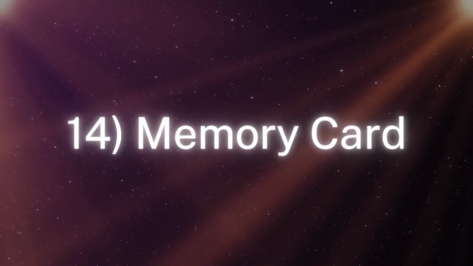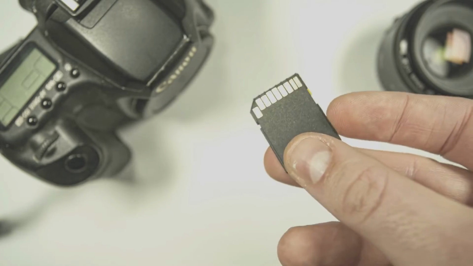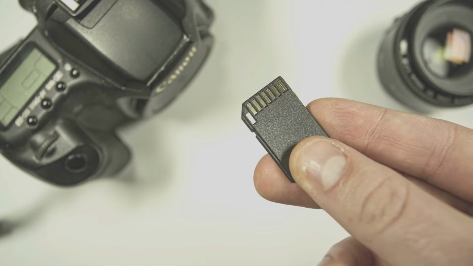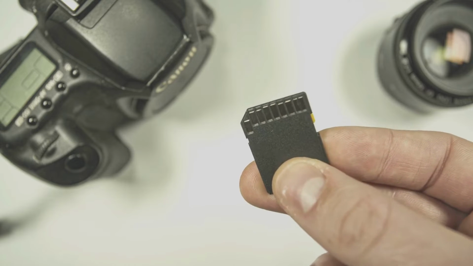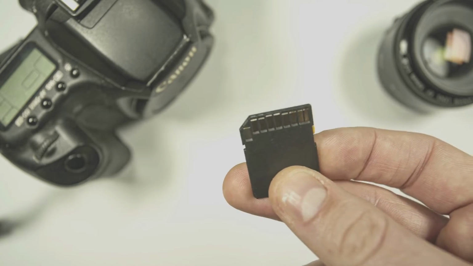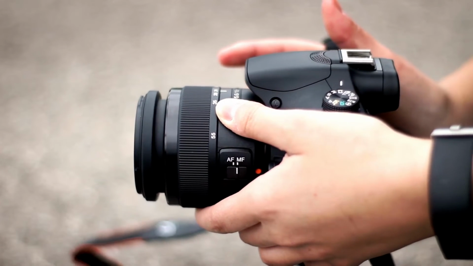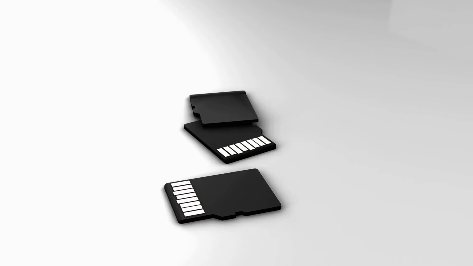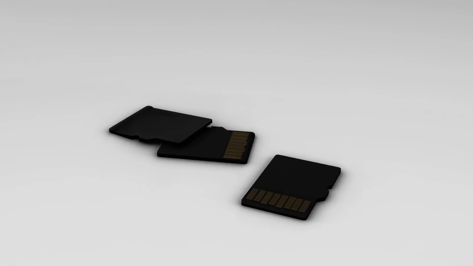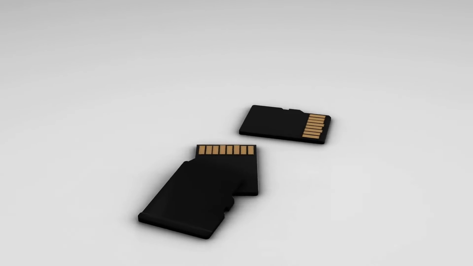Number 14. Memory card. The memory card is another basic camera part that's essential to the whole operation. After all, if you don't have anything to save your images onto, then what's the point of taking pictures? Different cameras require different memory cards based on a variety of reasons. A few of them are the file size your camera shoots, the size of your camera, and whether it's designed for photo or video purposes.